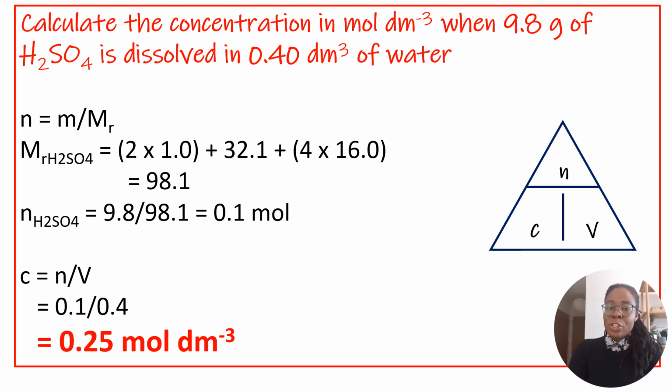For our first question, calculating the concentration, we start with calculating our moles as mass over MR, and that gives us 0.1 moles of our H2SO4. Then concentration equals moles divided by volume. Our volume was already given to us in decimeters cubed, so we don't need to convert that. Just simply 0.1 divided by 0.4 to give us 0.25 moles per decimeter cubed.